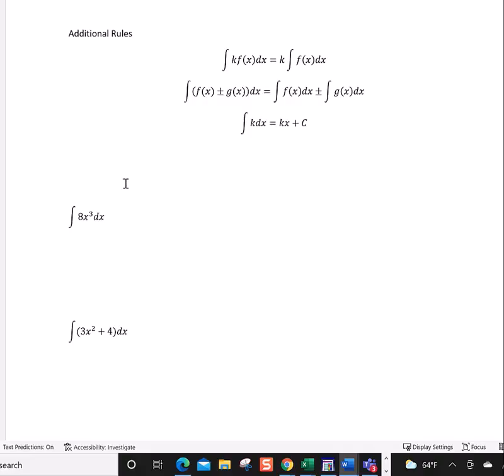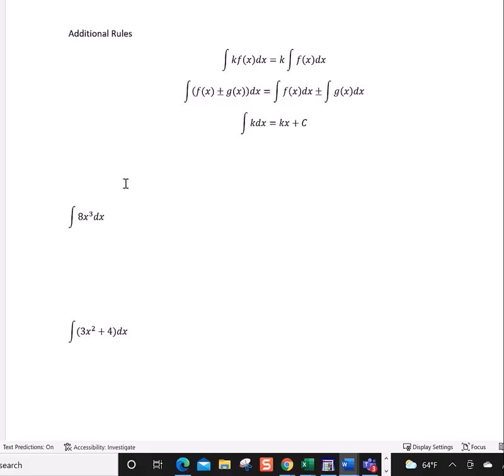So if I have this constant that is being multiplied by the function, so it's a coefficient. So I have the integral of k times f of x dx is equal to k times the integral of f of x dx. What does that say? It says if you have a coefficient, you're just going to hang on to that coefficient. You're not going to do anything with it. You're just going to keep multiplying.